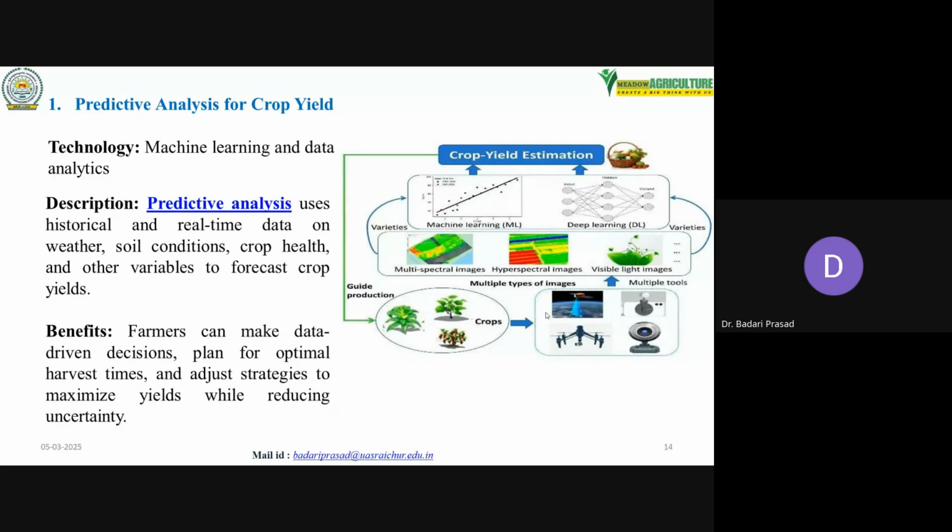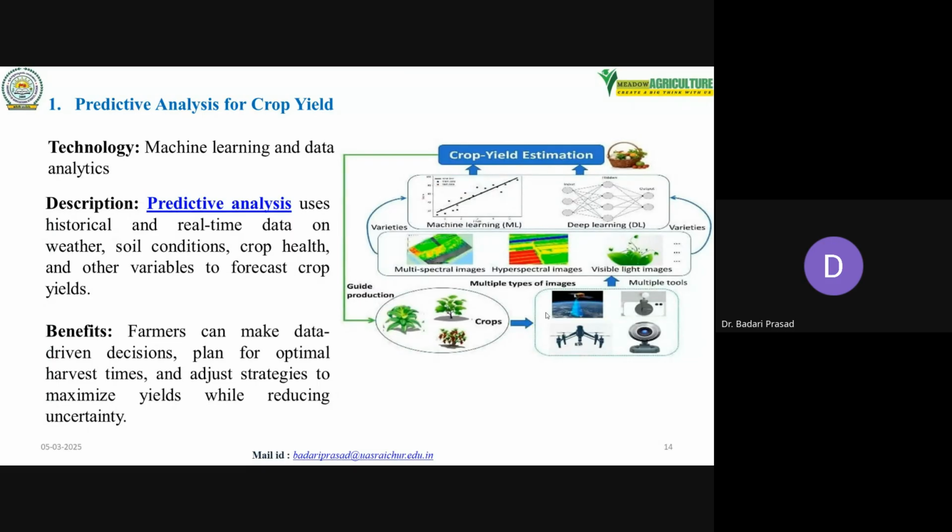So here the predictive analysis uses historical and real-time data on weather, soil condition, crop health, and other variables to forecast crop yields, based on earlier experience and comparing with real-time data. Take for example the past 10 years: what was the weather condition prevailing in the local situation? What was the soil condition at that stage? How was the crop health at the same time, same year, and other variables, maybe the moisture or rainfall, biotic and abiotic factors taken together. So by comparing earlier as well as real-time data, it can forecast the crop yields. So farmers can make data-driven decisions, plan for optimal harvest times, and adjust strategies to maximize yields while reducing uncertainty.